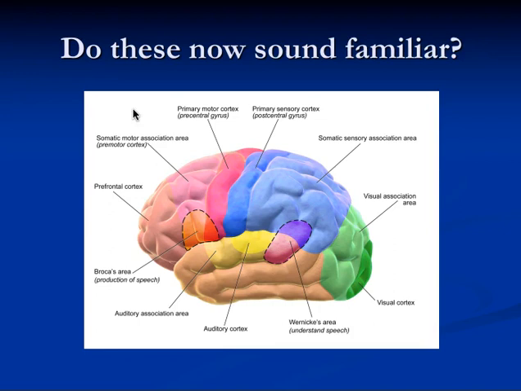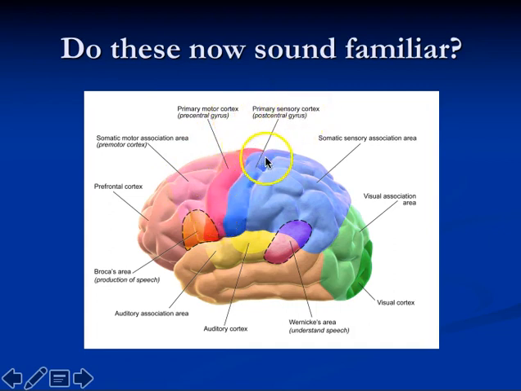You should look at this picture and say to yourself, do these now sound familiar? Now, some of the terms that are used in this image that I picked out are not ones that I mentioned, but the others are very familiar. So you'll see here's the prefrontal cortex. This area is a somatic motor association area. It comes in here to the motor area, and then it's processed up here. Then you see the primary motor cortex right behind it.